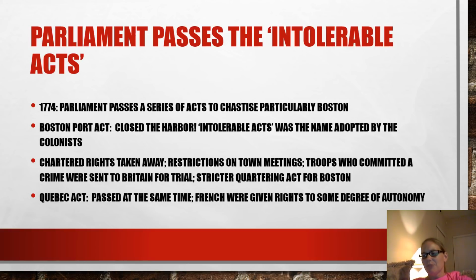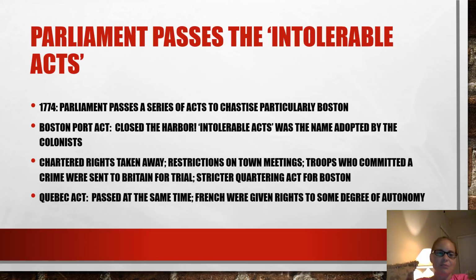All right, so Parliament reacts, and this is where things went awry, and this whole situation probably could have been avoided. This was not inevitable, but it just kept going back and forth and escalating. So 1774, Parliament passes a series of acts to chastise particularly Boston. First, the Boston Port Act. They closed the harbor. Intolerable Acts was the name adopted by the colonists, and until they paid the British Crown back, the port would not be open.